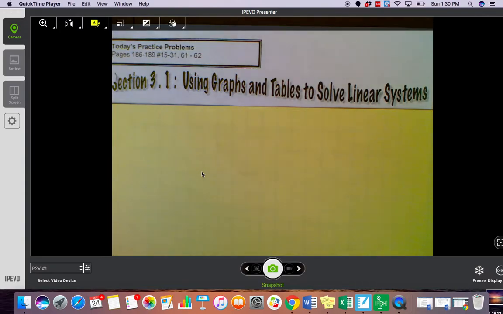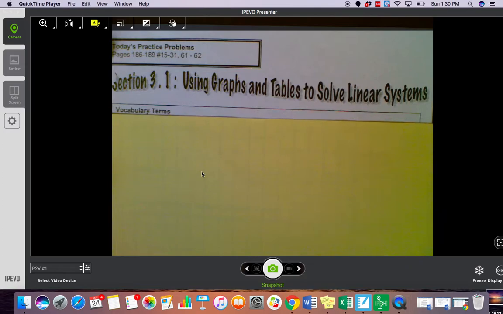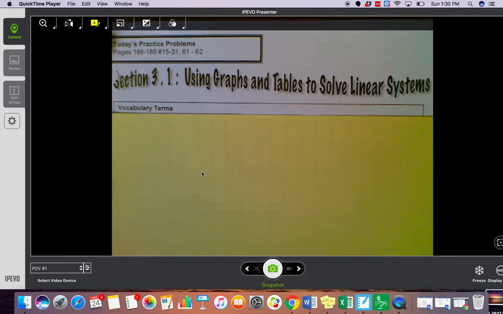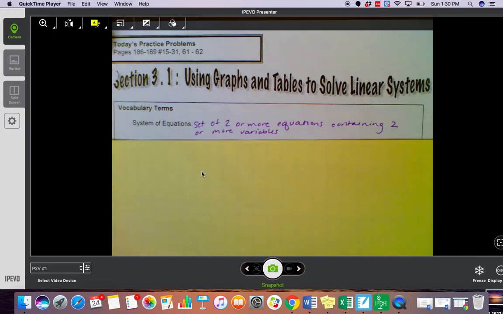Today we're using graphs and tables to solve linear systems. You've done this before, so a lot of it should be review. At any time when you're listening to this, just press stop if you need more time, because I'm going to go through the vocab fast.